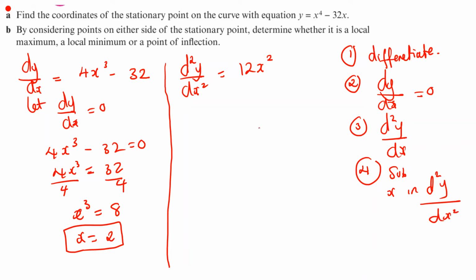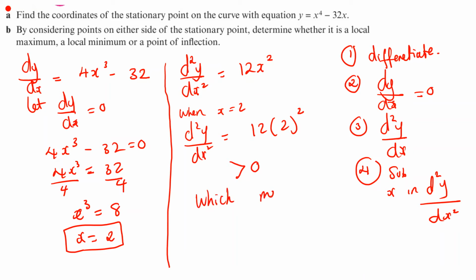So use this as your checklist. Now we're going to take the 2. So when x equals 2, d2y over dx squared is equal to 12 times 2 squared. And 12 times 2 squared is greater than 0. Which means x equals 2 is a minimum point.